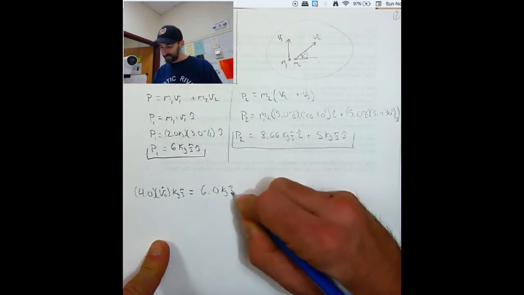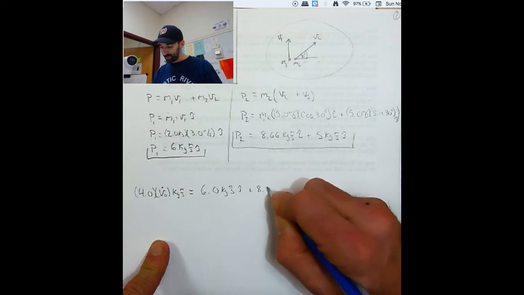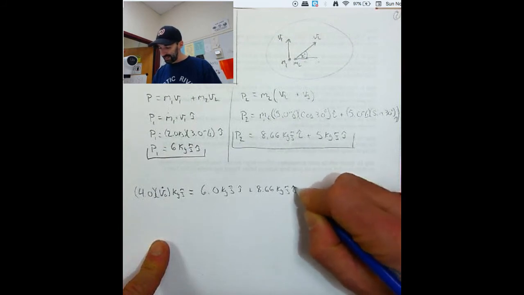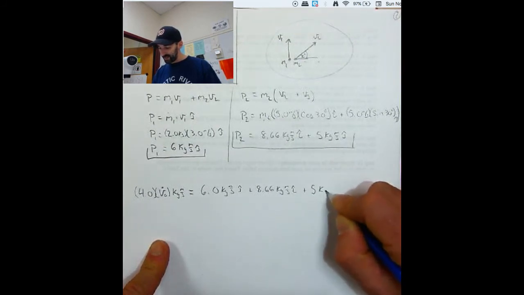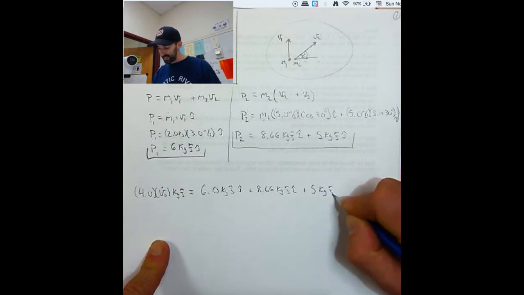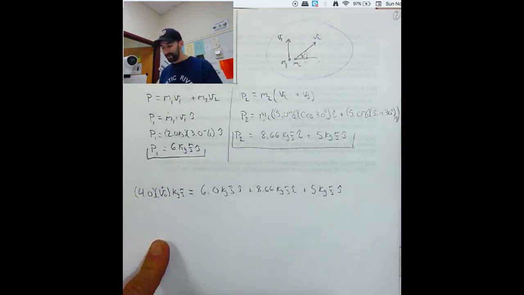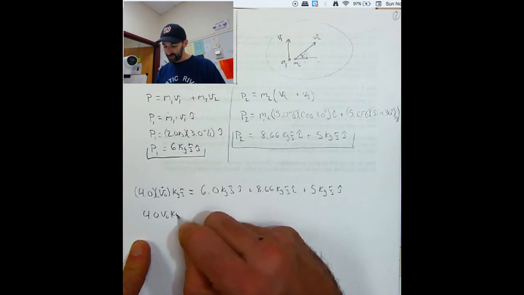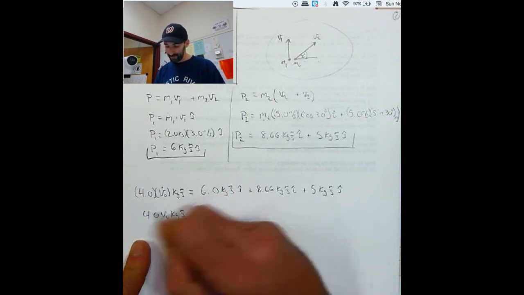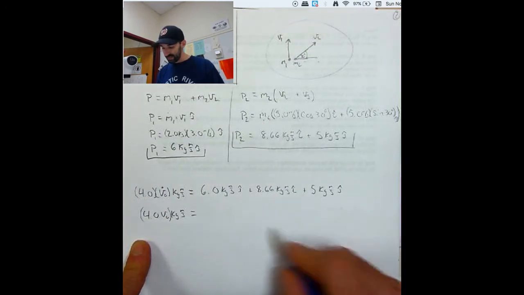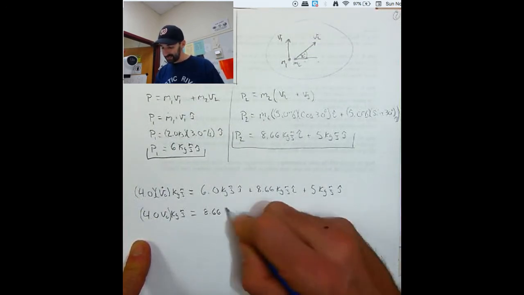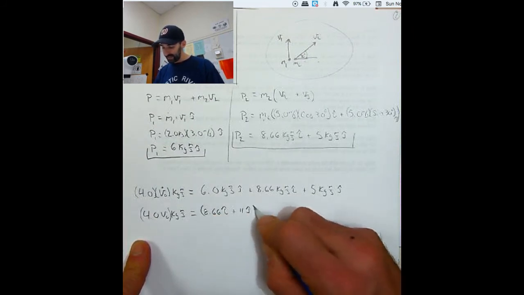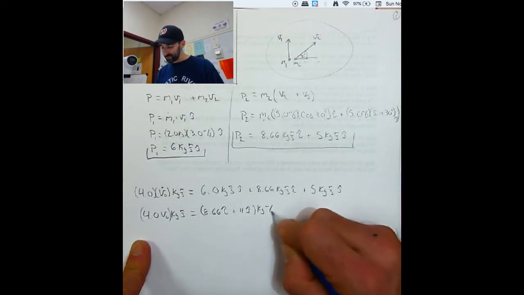kilograms meters per second j hat, plus 8.66 kilograms times meters per second i hat, plus 5 kilograms, that should be 5.0 meters per second in the j hat direction. Combine my directions, I have 4.0 V naught kg meters per second equals 8.66 i hat plus 11 j hat kilograms times meters per second.